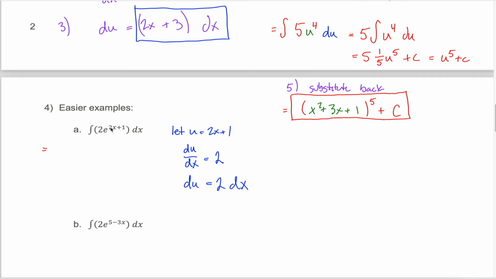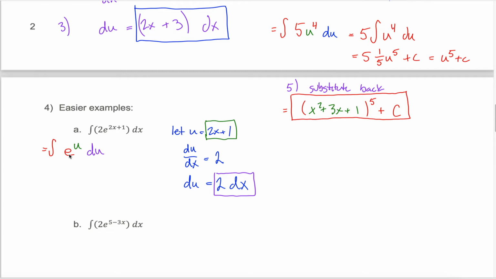Well, what I have is e to the 2x plus 1 power, but instead of writing 2x plus 1 power, I can write u. Left behind, I would still have this 2 and this dx. However, 2 dx is the same as du. So instead of writing the 2 and instead of writing the dx, I can replace that with du. I've substituted the first and the third line into this expression. Doing so got rid of all of the x's, and I now have an integral that I can figure out.